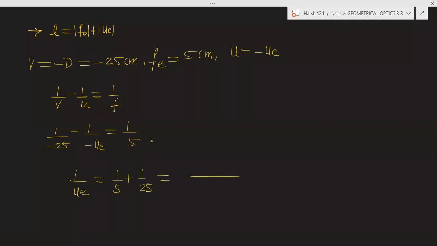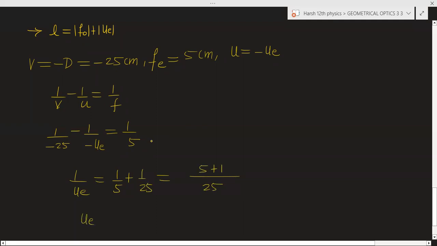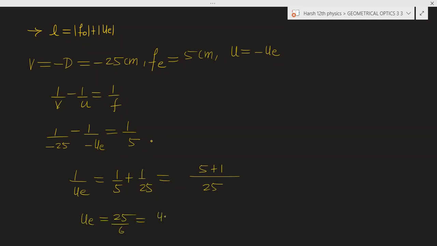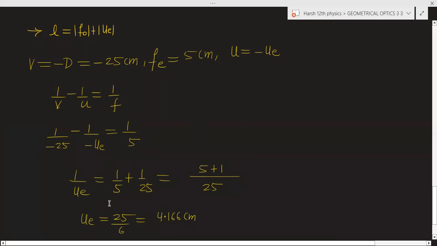So you can take the LCM, 25. 5 fives are 25, 5 plus 1 is 6. So 6 by u_e equals 1 by 25, so u_e will be 25 by 6. The answer will be 4.166 centimeter. So now you have u_e.